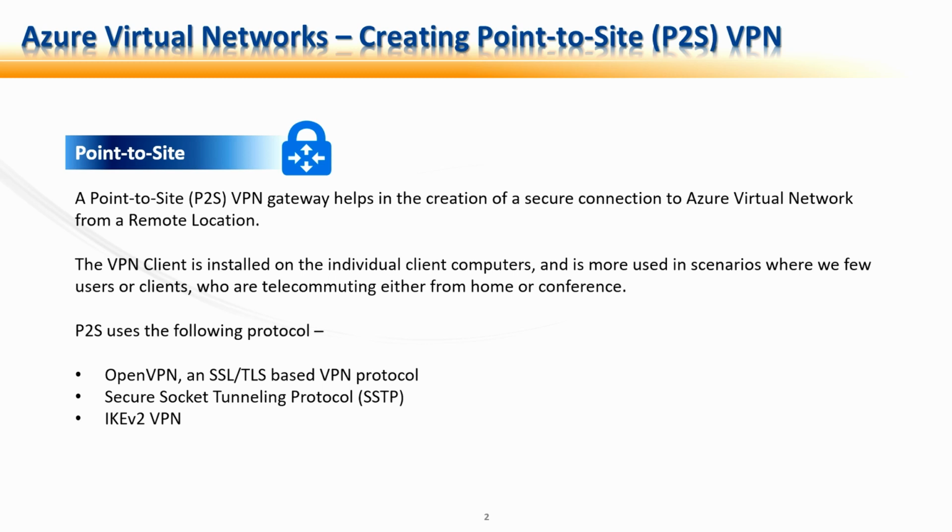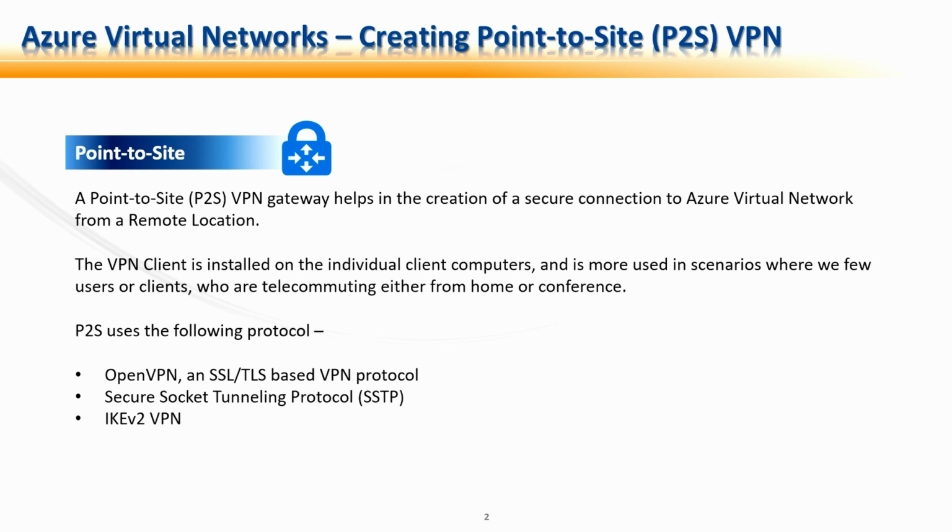Now, to connect to the Azure Virtual Network, a VPN client is needed on the client system, and this VPN client is installed on the individual client computers. So when a user wants to connect to the Azure Virtual Network and access the resources such as the virtual machine, they need to connect through the VPN client, and then access the resources inside the virtual network.